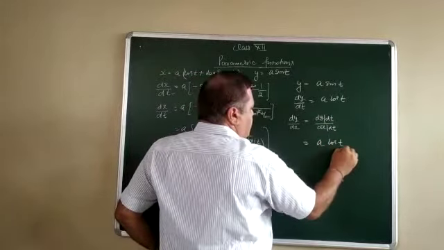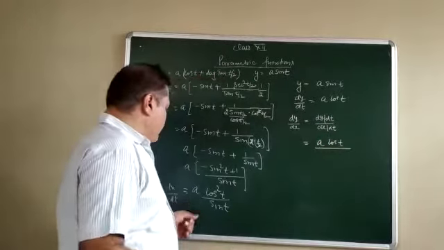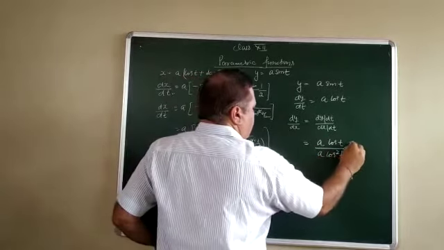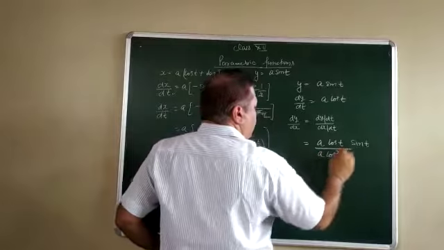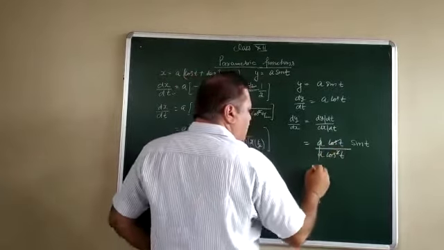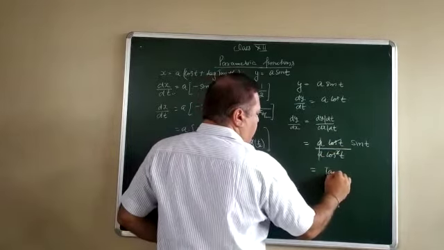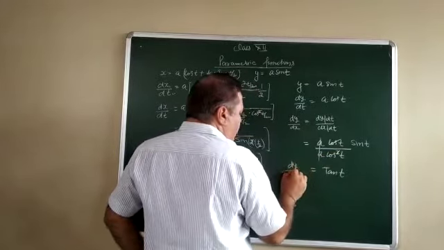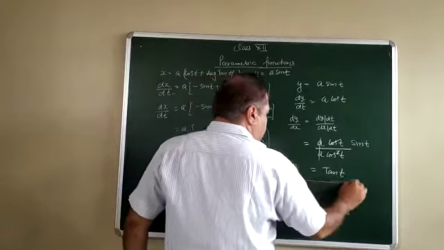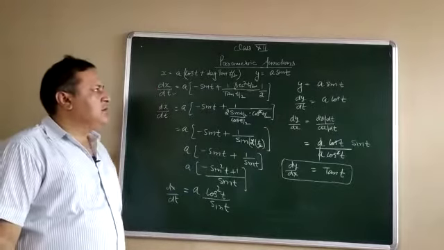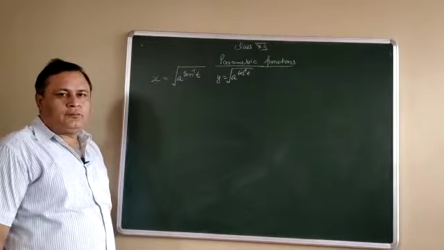a cos t upon dx by dt, which is cos square t upon sin t, so a cos t into sin t upon cos square t. Now a gets cancelled, this cos gets cancelled, and sin upon cos is equal to tangent t. This is dy by dx. So this is called the derivative of a function given in parametric form.